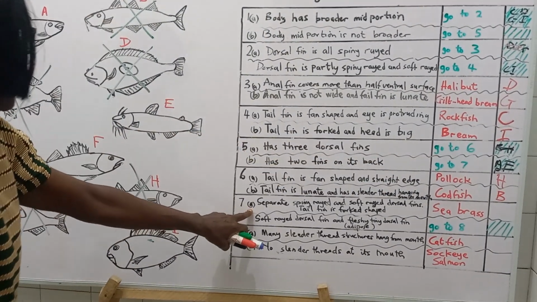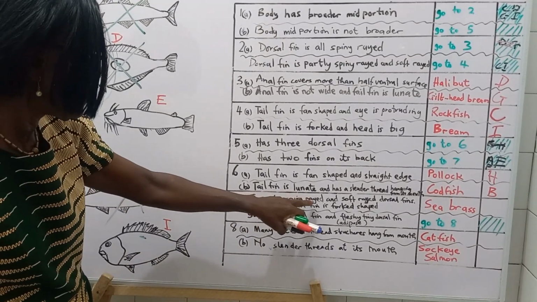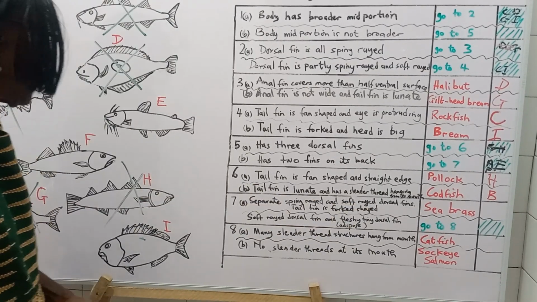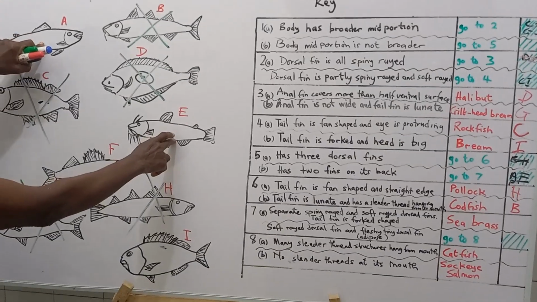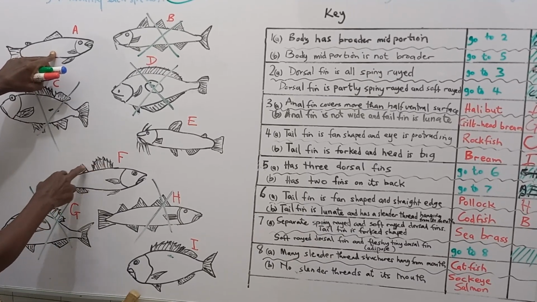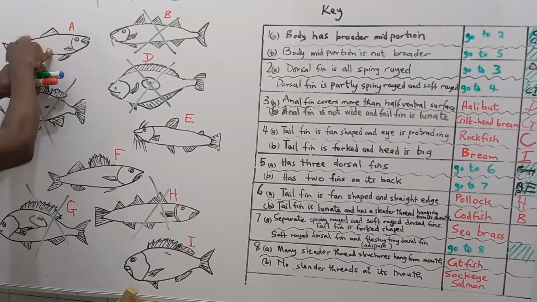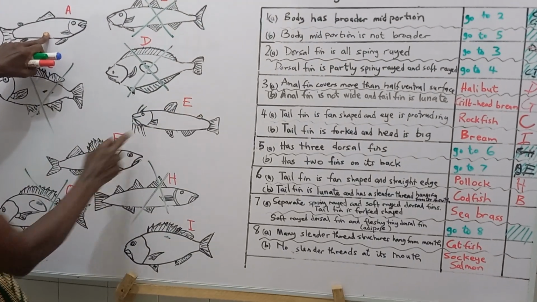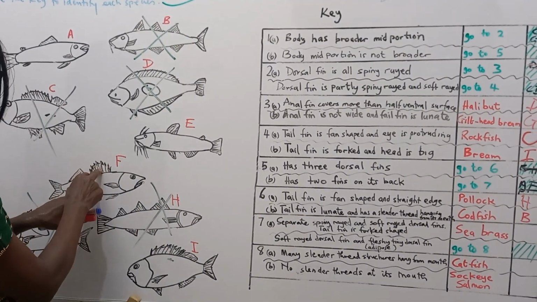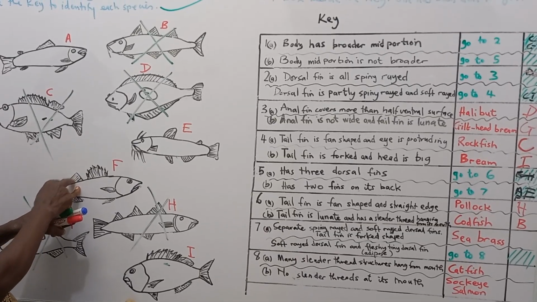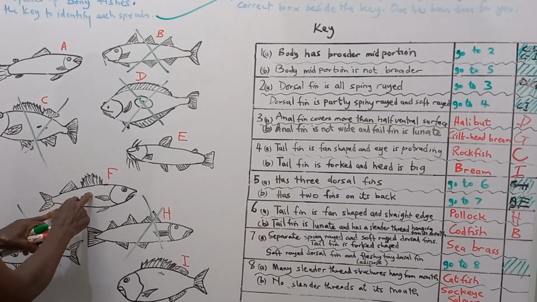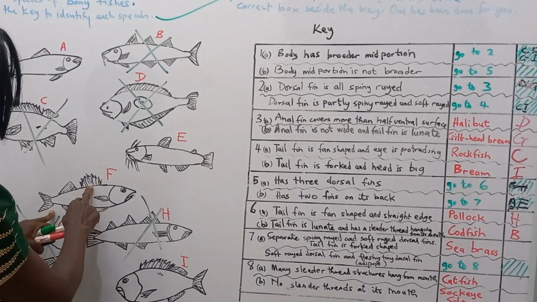So 7, we have "separate spiny rayed and soft rayed dorsal fins, and tail fin is forked shape." Okay. So which of these A, E, and F has separate dorsal fins, one spiny and one soft rayed? This one is soft rayed. This one is also soft rayed. So is this one, which has separate spiny rayed. This is spiny rayed dorsal fin. This is soft rayed dorsal. You can see the spines, isn't it? This is soft rayed. And the tail fin is forked, this one. So here is F, this one, and it's called sea bass.